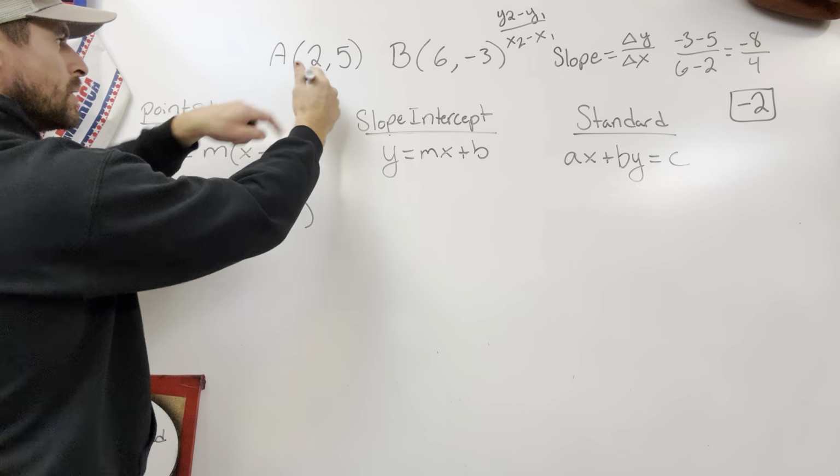So I'm going to say y equals -2, attach the x. We got to figure out what b is. Now, how could I figure out what b is?